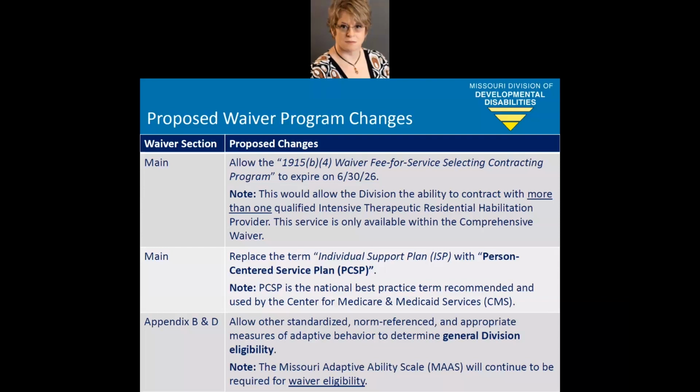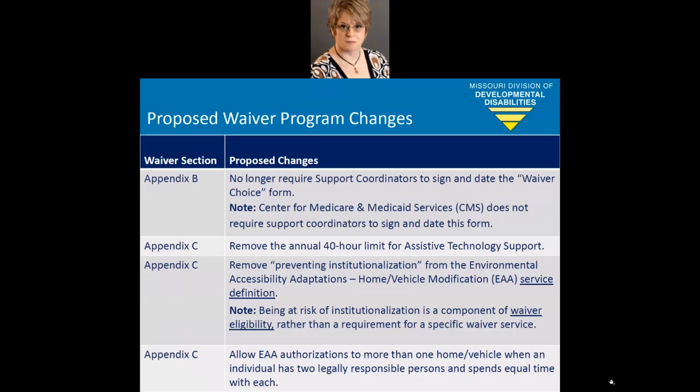The Missouri Adaptive Ability Scale, otherwise known as the MAS, is required for general division eligibility in situations where the applicant does not have a valid adaptive assessment or the collateral adaptive assessment does not show the required functional limitations for the individual's current age. The MAS continues to be required for all waiver eligibility verifications.